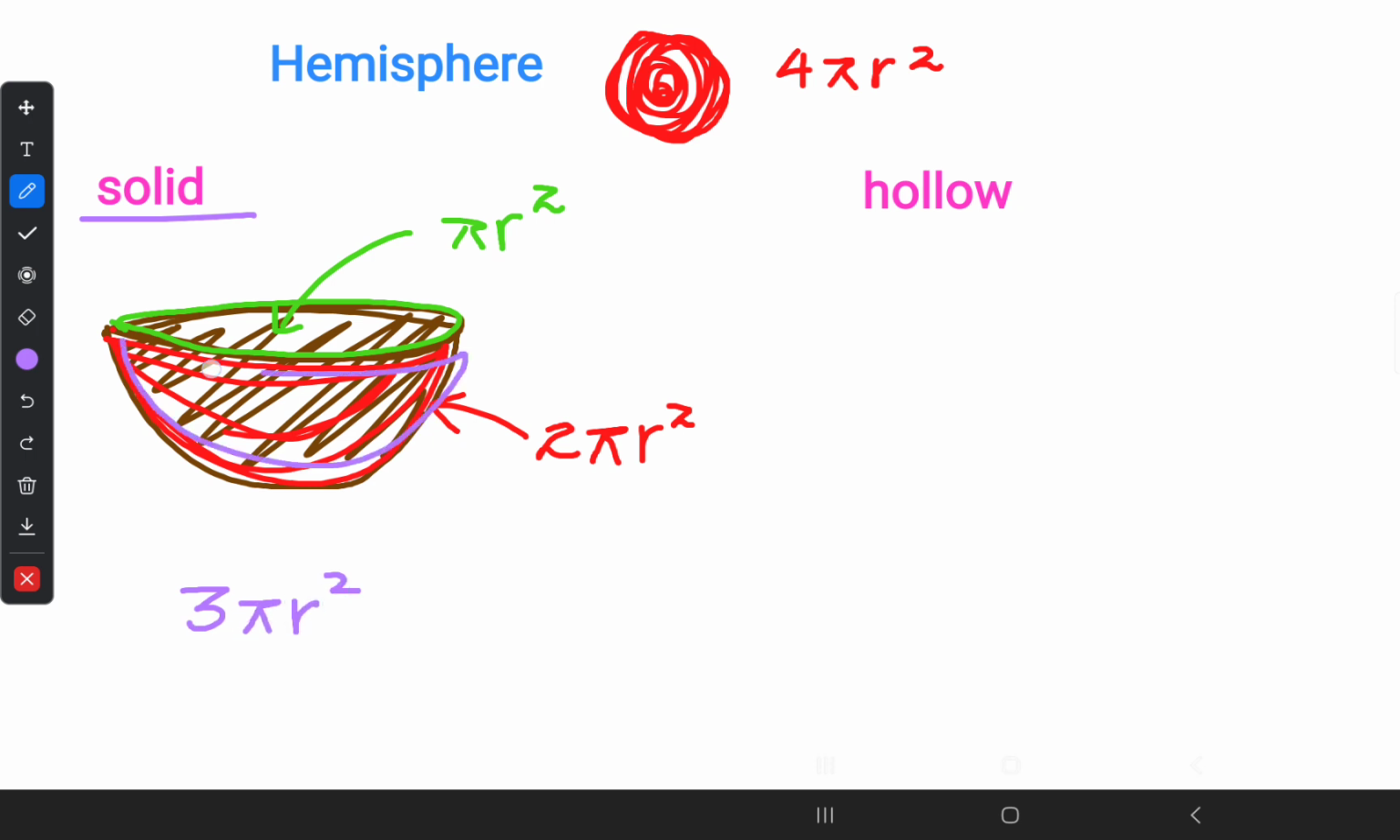For the curved region, the surface area is 2 pi r square. On the top we have a circular surface, that is pi r square. So both together it is 3 pi r square.